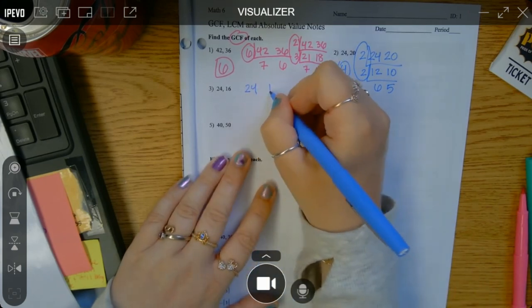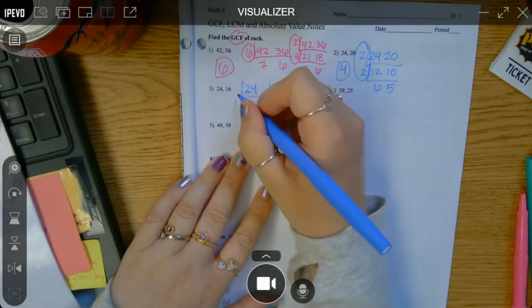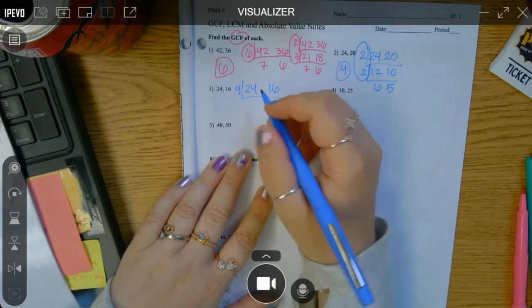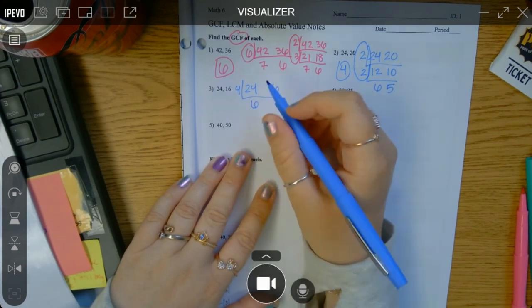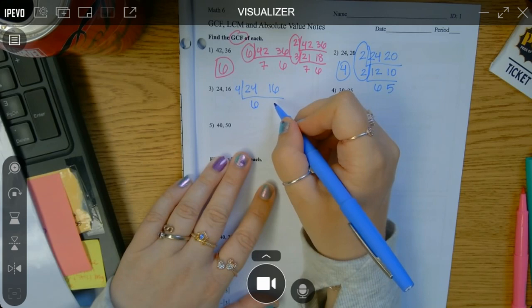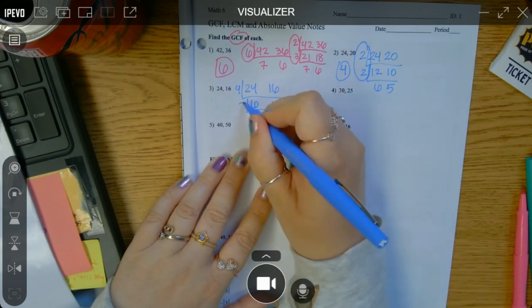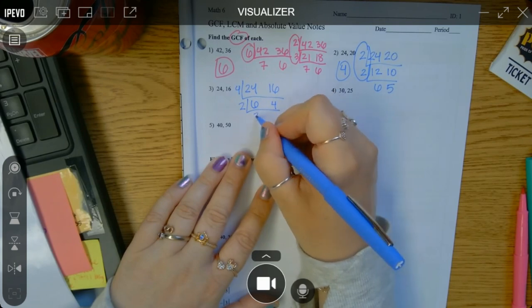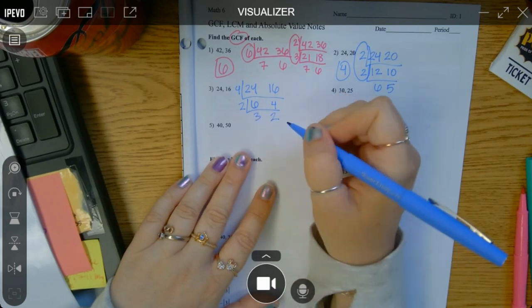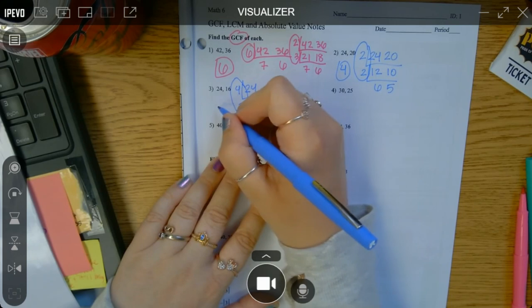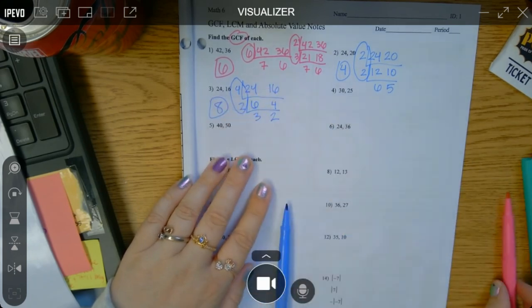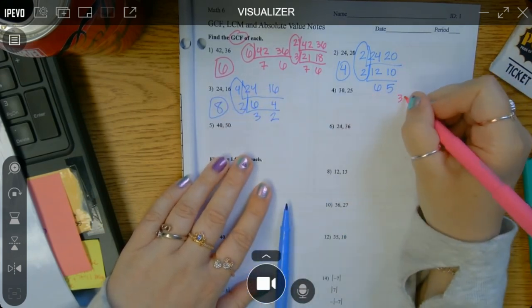Okay, what can go into 24 and 16? Yeah, 4 can. And 4 times what is 24? 6. And 4 times what is 16? 4. What can go into 6 and 4? 2. 2 times what is 6? 3. And 2 times what is 4? 2. Can you keep going? Nope. So 4 times 2 is 8. That is your GCF for that one.